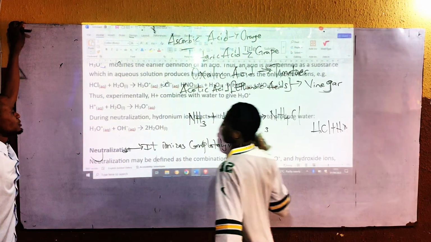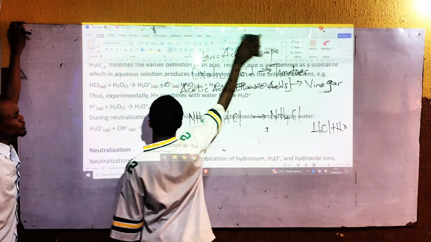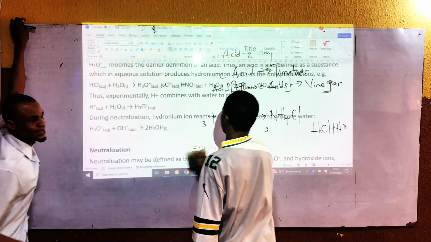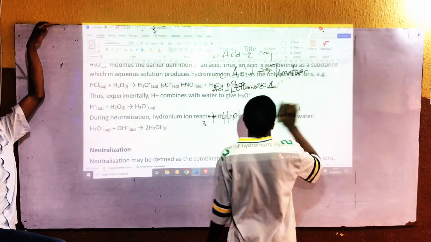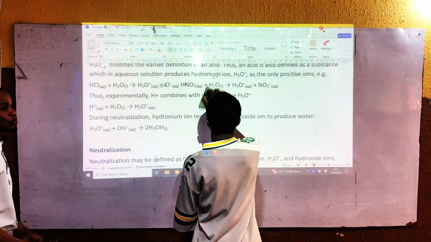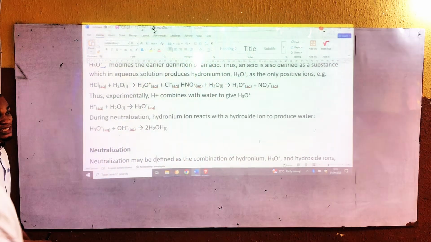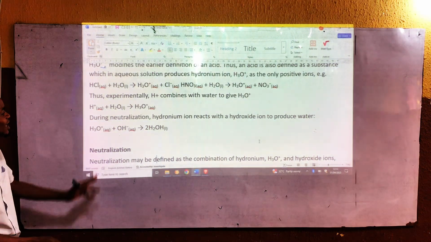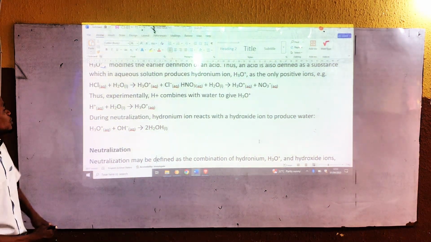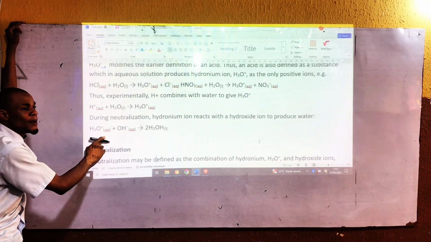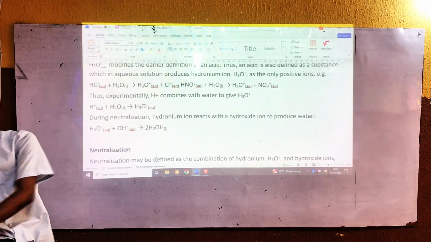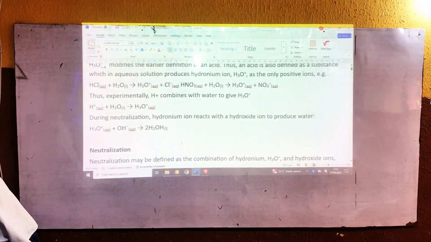During neutralization, hydronium ion reacts with hydroxide ion. When acids and bases react together, they lose their properties to form salt and water, so that the product cannot turn litmus or any indicator. In a neutralization reaction, hydronium ion combines with hydroxide ion to form water, H2O, and a salt.